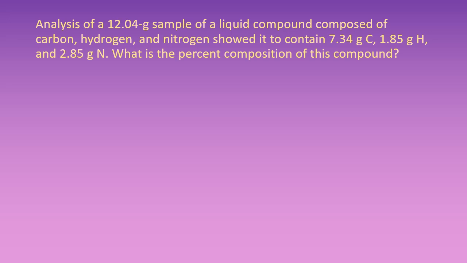To determine the percent composition of carbon, we will take the amount of carbon present and divide it by the total amount of compound and multiply that by 100%. Typing that operation in our calculator gives us a result of about 61%.